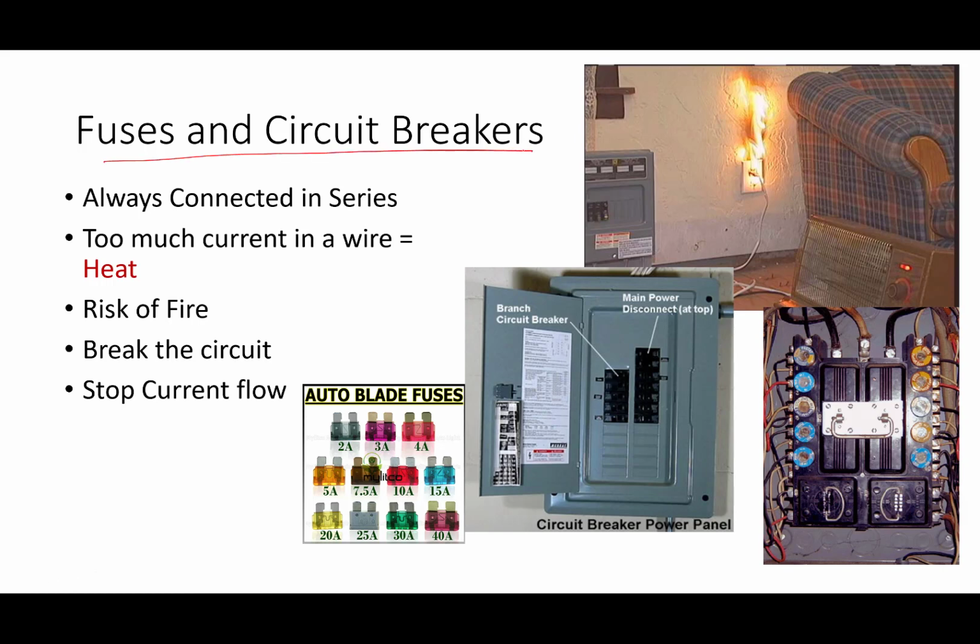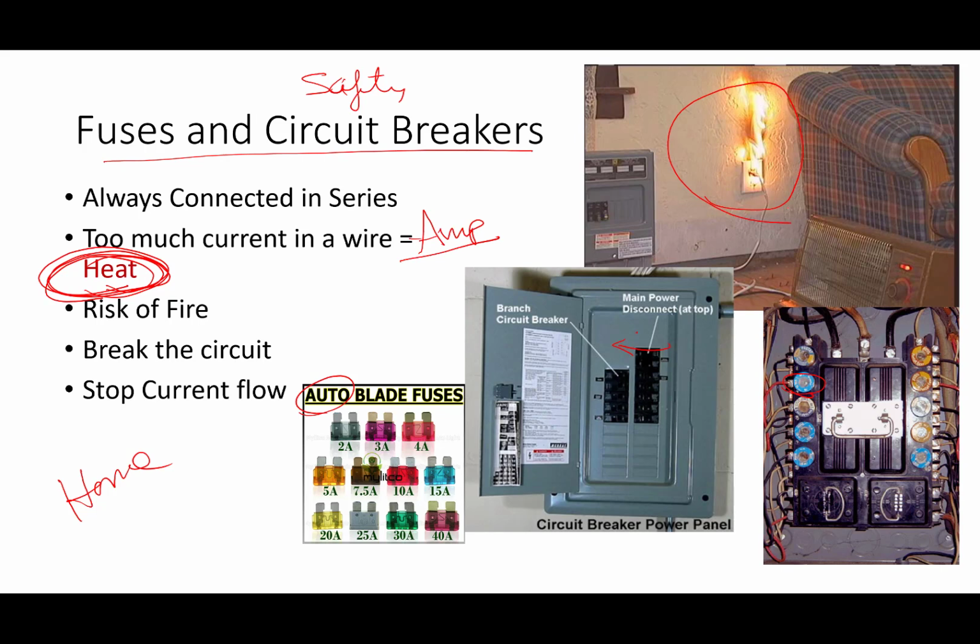Fuses and circuit breakers. These are safety features that are built into everything from your home to your automobile. They are designed to either melt, like simple old-fashioned fuses, or, in the case of a circuit breaker, switch the current off if things get too hot. If too high an amperage goes through a circuit, it can produce a lot of heat, because too much current makes a lot of heat, and you can risk electrical fires.